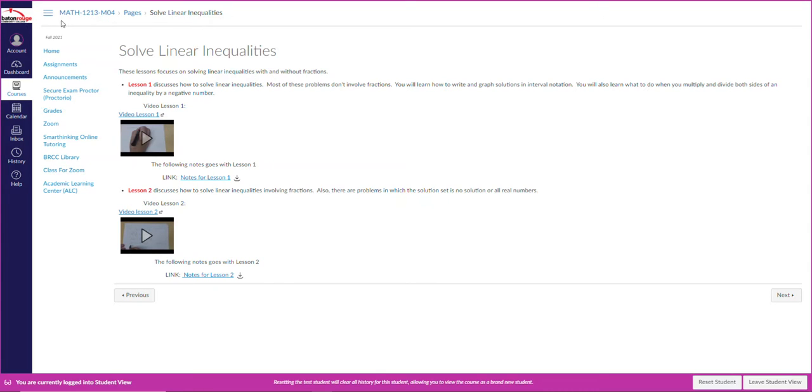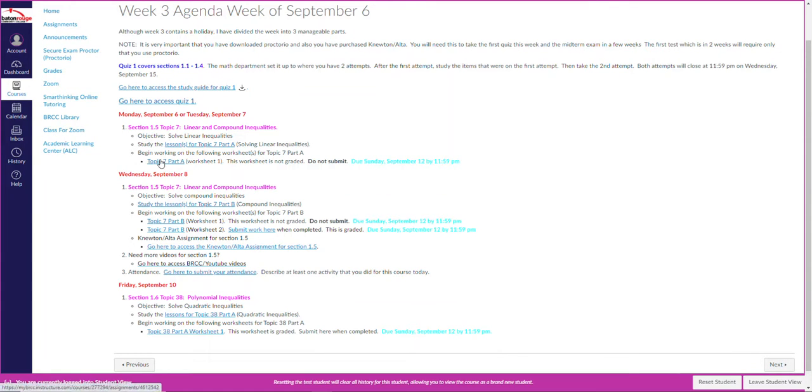So I'm going to go back. And this is the practice worksheet for this lesson. Now notice it says this worksheet is not graded, do not submit. You still need to do it because we've talked about this before. Even the worksheets that are not graded, those topics could be on quizzes, they could be on tests, and they could be on the final exam.